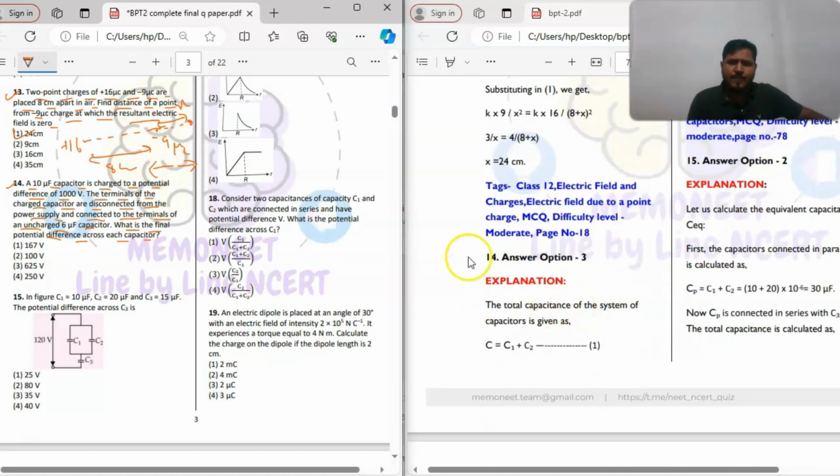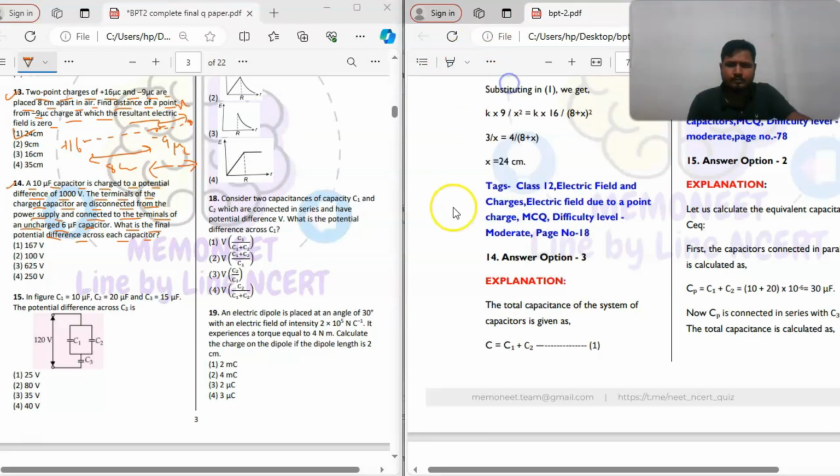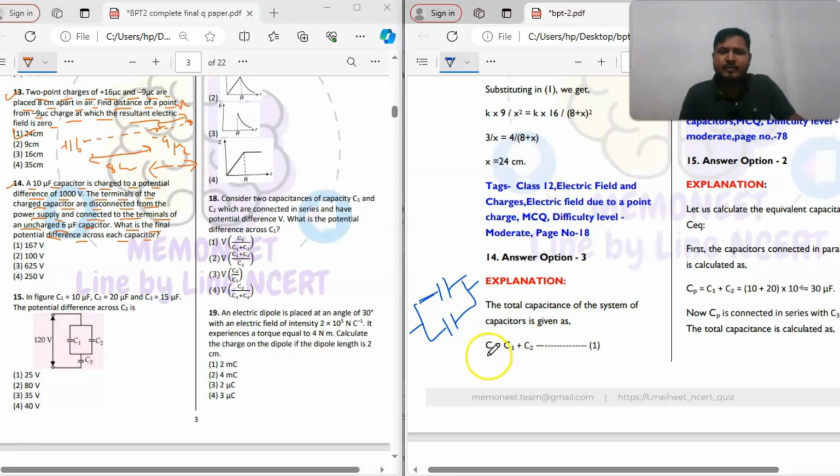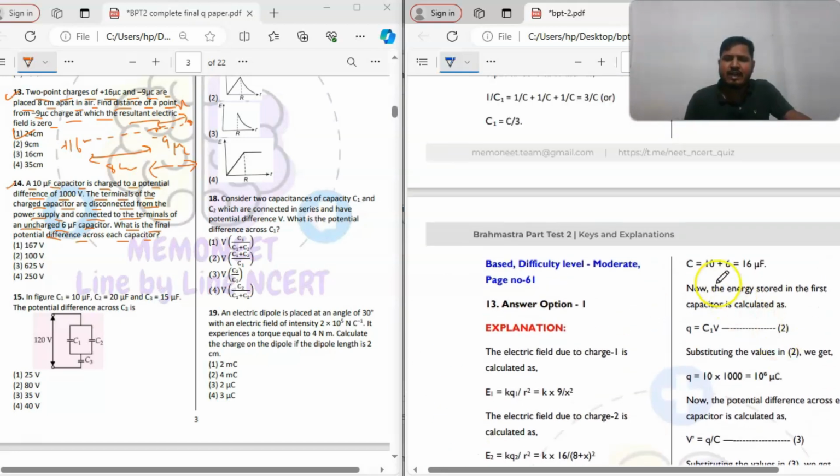So first, they are connected like this, in parallel. So first we have to find the equivalent capacitance. If the capacitors are connected in parallel, what is the equivalent capacitance? C is equal to C1 plus C2. Now put the values of C1 and C2, we will get 16 microfarad.